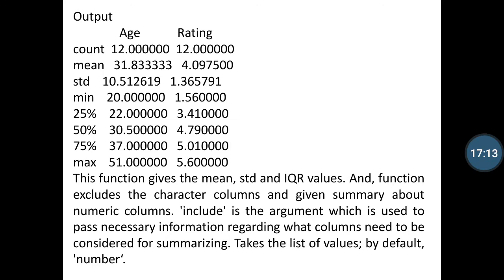This function gives the mean, standard deviation and IQR values, and excludes the character columns and gives a summary about numeric columns. Include is the argument which is used to pass necessary information regarding what columns need to be considered for summarizing. It takes a list of values, by default number.